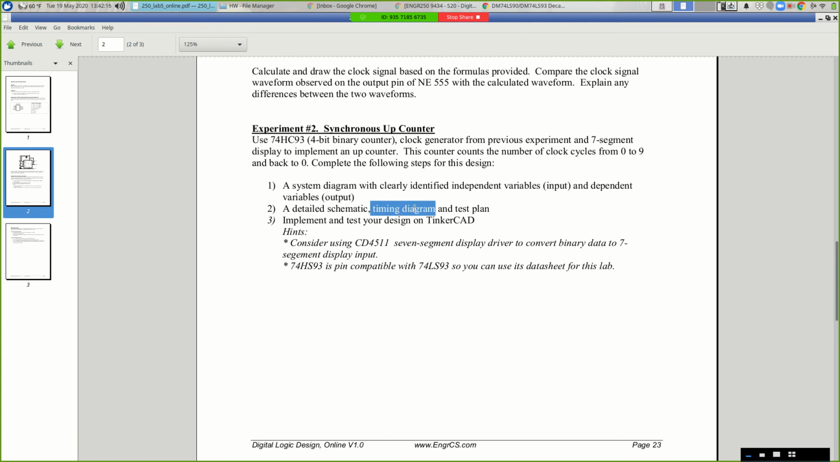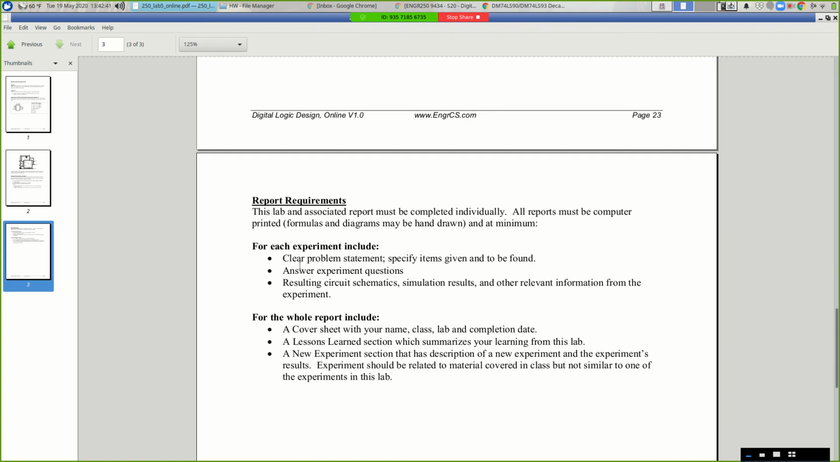And for the test plan, basically just show me some screenshots of your circuit counting. So I definitely want to see the detailed schematic with wiring information, so pin numbers, part numbers, a timing diagram of what the output should be, and then a few pictures of your circuit working. So implement and test on Tinkercad. And then the usual stuff: cover sheet, lessons learned, new experiment. You're good to go.